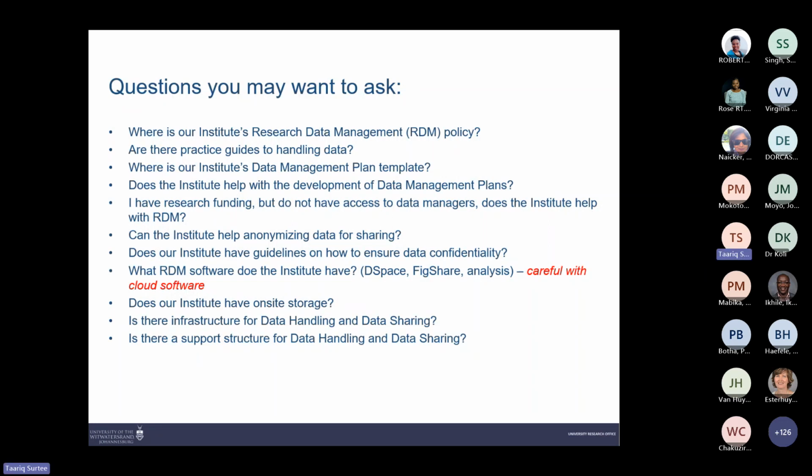Then the next question that I have is, I have research funding, but I don't have access to data managers. Will the institution help in this regard? This is a very good question. We may not be used to collecting data in different ways. Either it's the first time we're doing this type of study and collecting this type of data, and we don't know where to go. So does your institution offer you any help in this regard? Very important. If not, we'll have to start looking a little bit further.